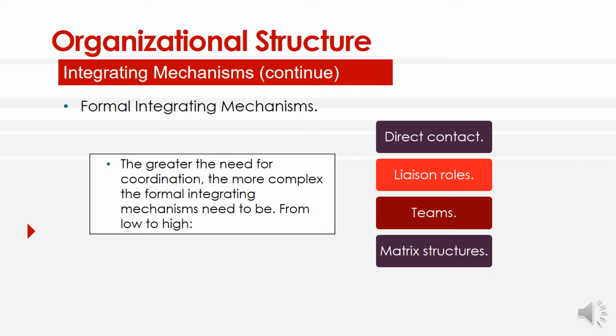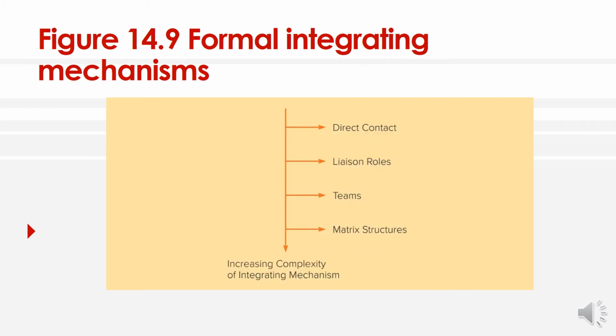Organizational structure. Some international businesses go for integrating mechanisms because they are formal integrating mechanisms. The greater the need for coordination, the more complex the formal integrating mechanisms need to be, from low to high. They consist of direct contact, liaison roles, teams, and a matrix structure. Moving to figure 14.9, which illustrates formal integrating mechanisms, they increase in complexity.